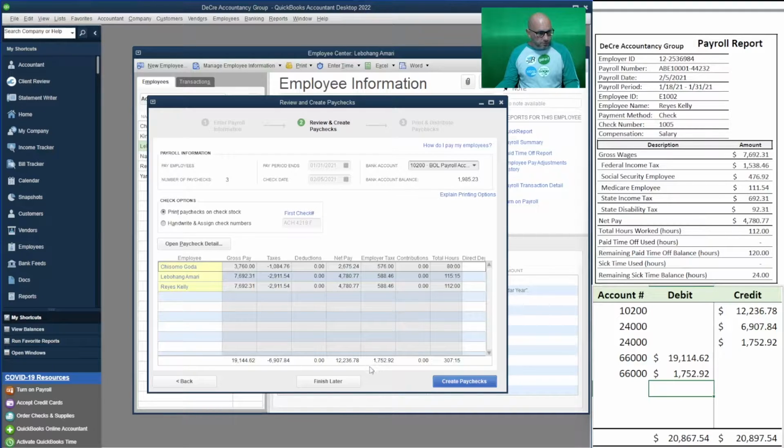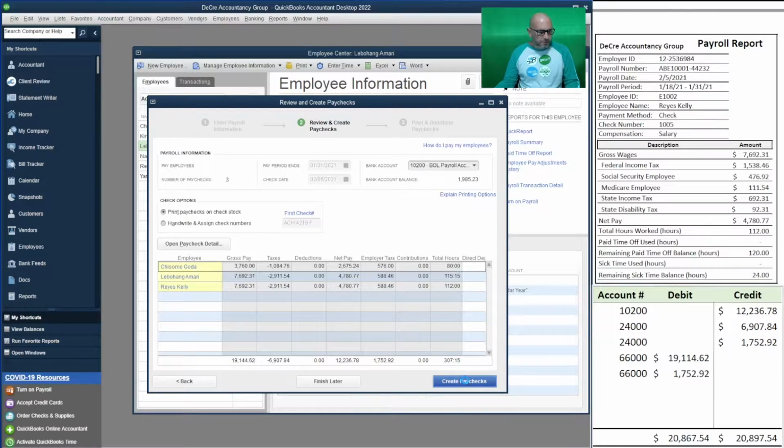Let's continue. This amount right here is a debit to 66,000, but it's also a credit to 24,000 because we haven't paid it, so we owe that money to the government. This amount, the withholding, is also a credit to 24,000 because it's a payroll liability, right? And then this amount is what's going to impact our bank account right here. Even though the balance is low, we'll fund it in time before everything starts clearing. But this amount is a credit to 10,200, our payroll account.